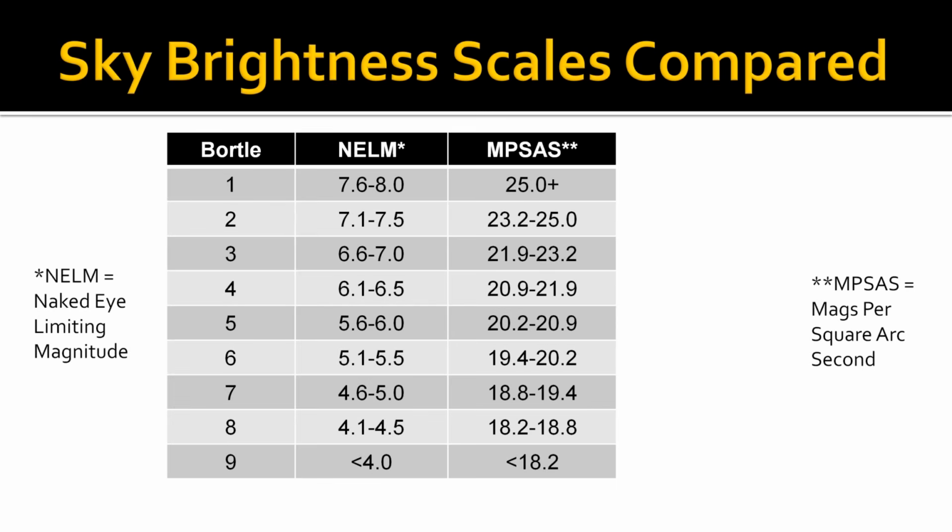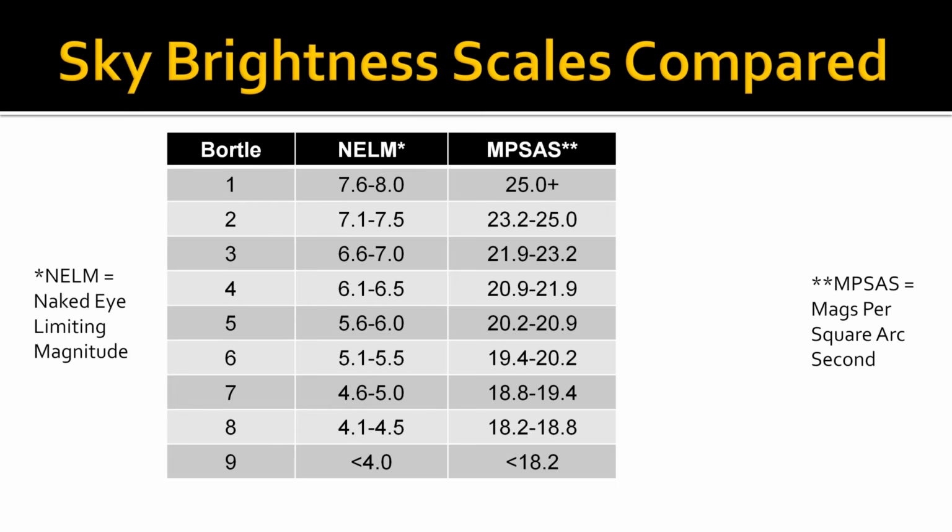Not obvious from the values in this table is the fact that all three scales are logarithmic. A Bortle 4 sky is not half as bright as a Bortle 8 sky. A Nelm 6 sky is not 50% darker than a Nelm 4 sky.